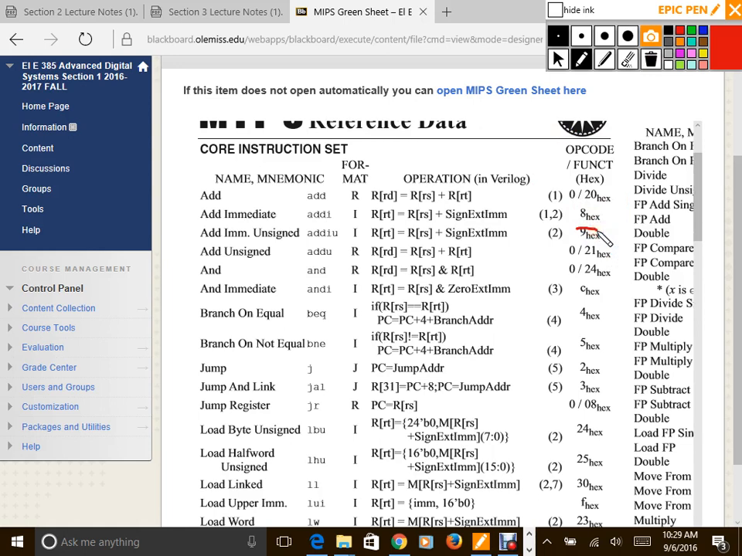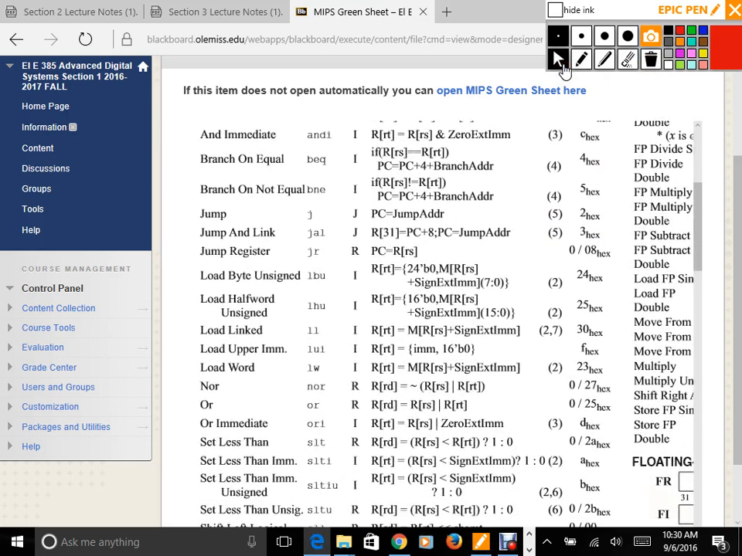So the opcode for add immediate is 8 hex, right? So it's 001000. That's 8 hex. You have to have 6 bits. In this case down here, branch on equal compares these two values, and if they're equal, it goes to a specific instruction. That opcode is 4 hex, so it's 000100. And here you have load word, which is 23 hex because it's an I-type instruction. We'll go into all this later in this section, but you get the general idea.